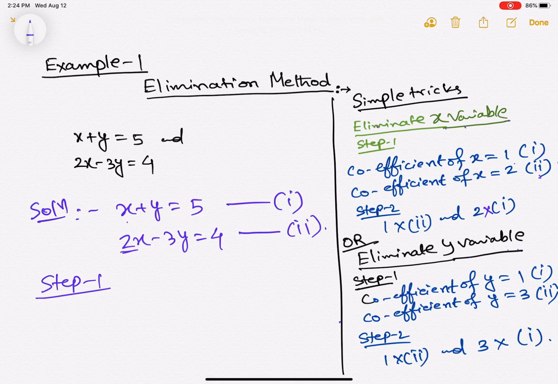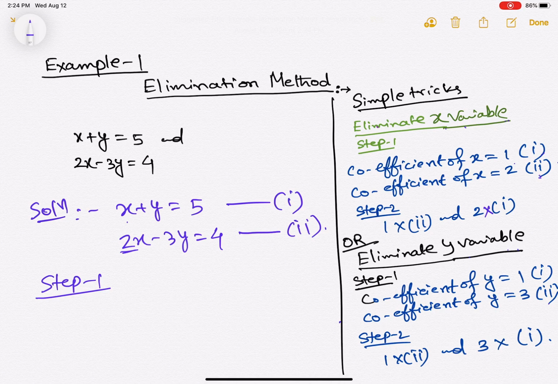Today I'll solve two linear equations using the elimination method. So now, in the elimination method, we know that the first step is that you have to eliminate any one of the variables, either x or y, according to our given equation. So you first eliminate any one of the variables from both the equations.